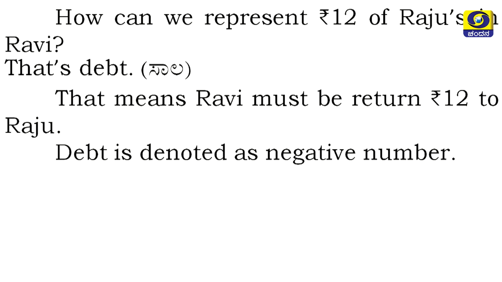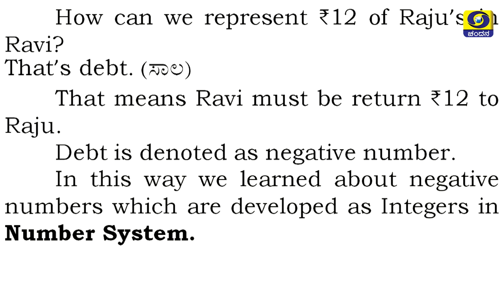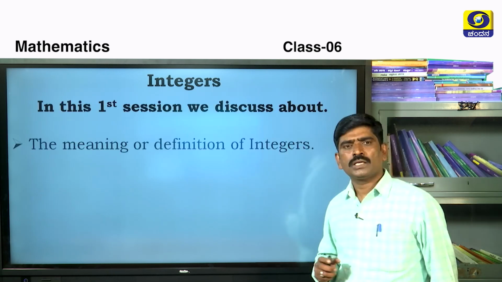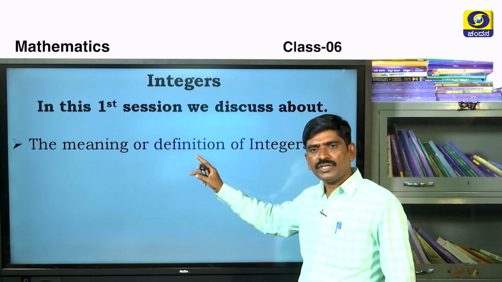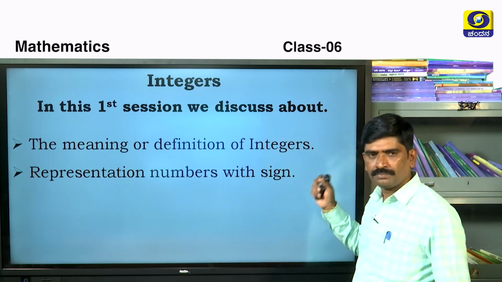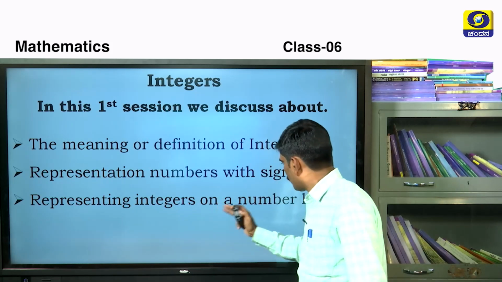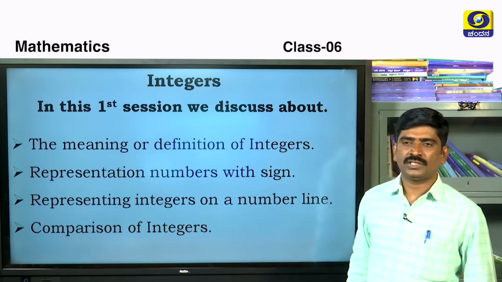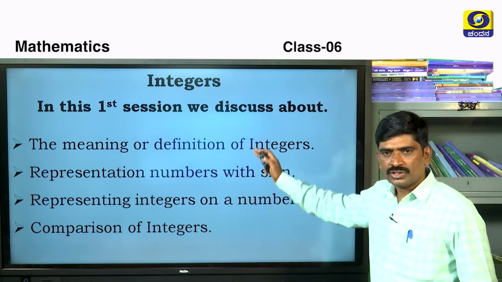Debt is denoted as a negative number. Very good. In this way, we learned about negative numbers, which are developed as integers in the number system. Integers. In this first session, we discuss the meaning or definition of integers, the representation of numbers with sign, representing integers on a number line, and lastly, comparison of integers.